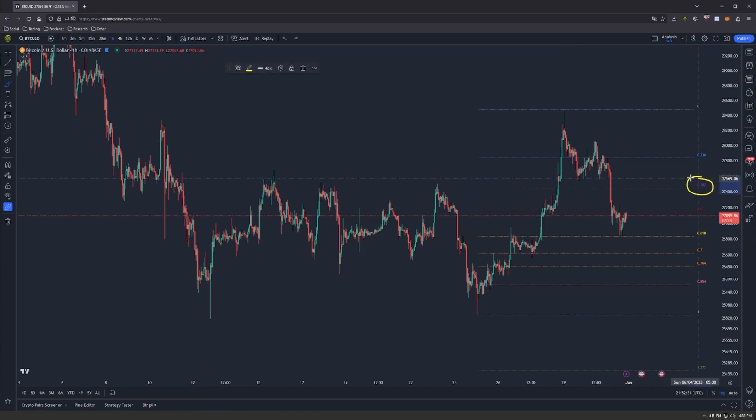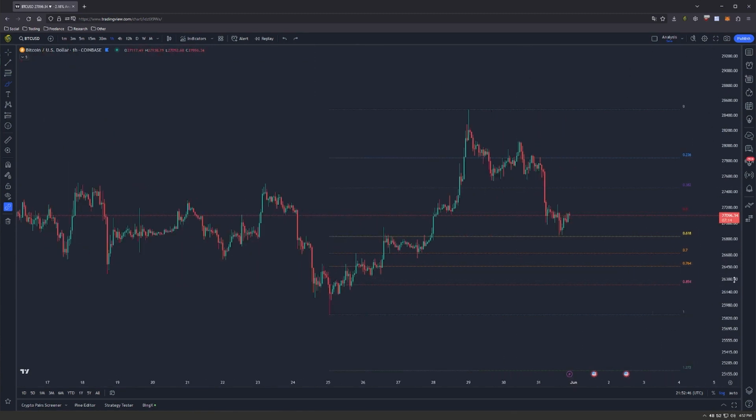Just like if you go back and look at the 382, well, look here and here and here, and all through here. This is obviously a key technical level as well as a mathematical one. So always keep that in mind.